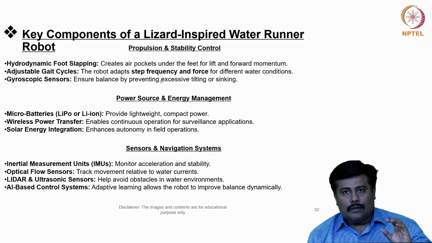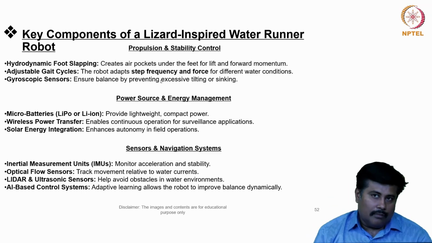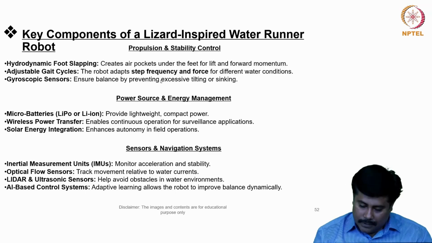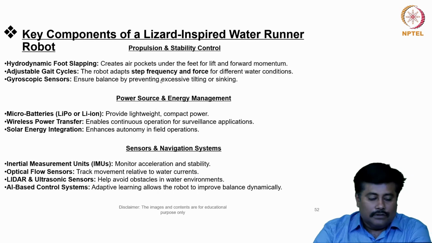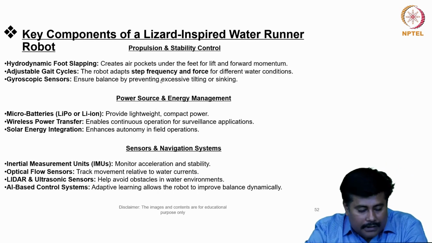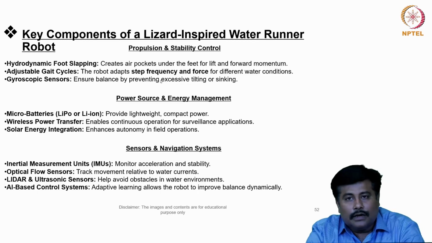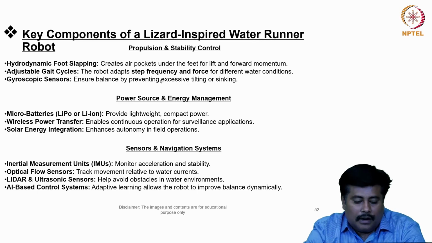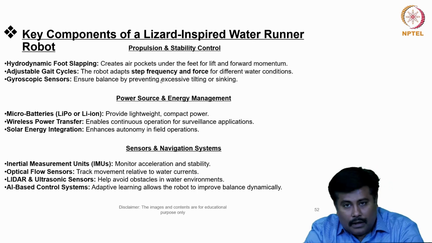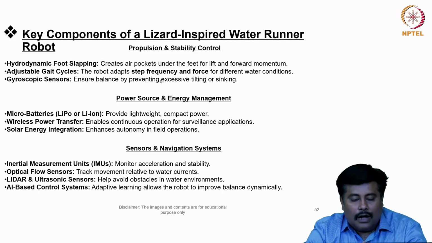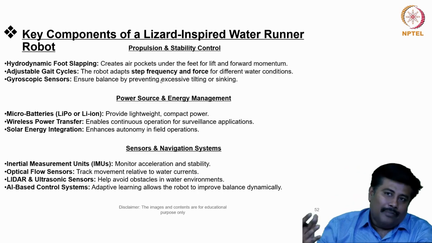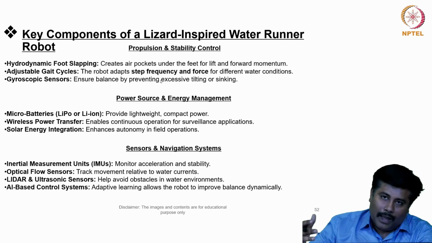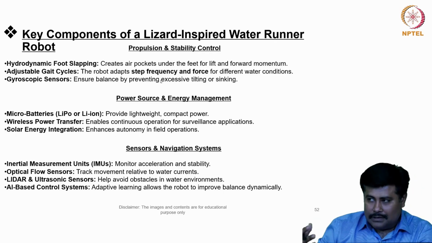Now, if we closely observe the other systems like sensor and navigation systems, we need to look into the different sensors deployed for such navigation. Some of the sensors include the inertial measurement units, IMUs, which monitor the acceleration and stability, optical flow sensors which track the movement relative to water current, LiDAR and ultrasonic sensors which help in avoiding obstacles in the water environment, and AI-based control systems, which provide adaptive learning and allow the robot to improve its balance dynamically. So this AI-based system will be helpful.